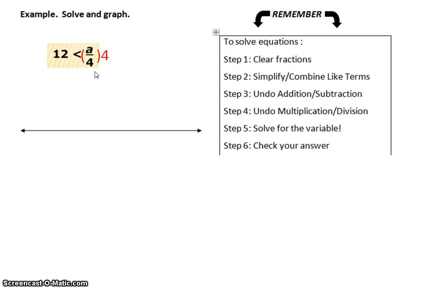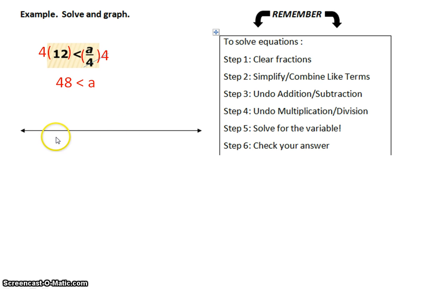I can clear this fraction by multiplying. So I multiply the right-hand side of the equation by 4, I have to multiply the left-hand side of the equation by 4. Now, these 4's, one in the denominator and one in the numerator, will divide out. So on the right-hand side, I have a left by itself. I've isolated the variable. On the left-hand side, I simply take 4 and multiply it by 12. I end up with 48 is less than a. So our variable is isolated. Now I need to graph this inequality.